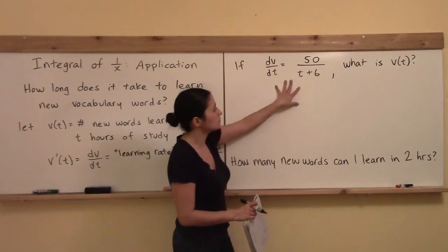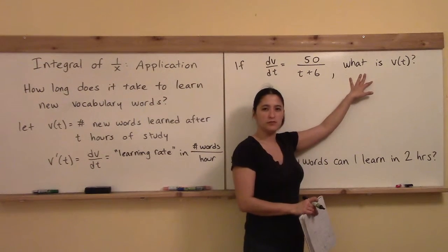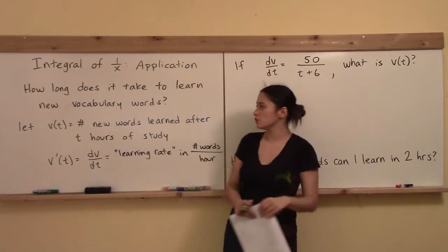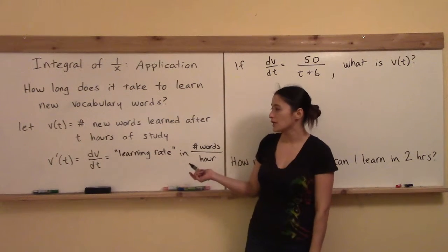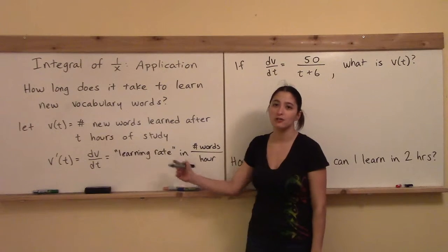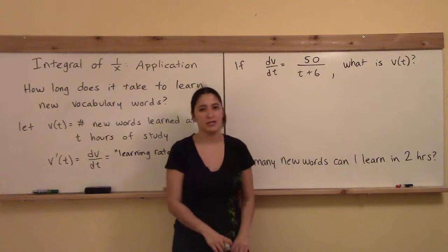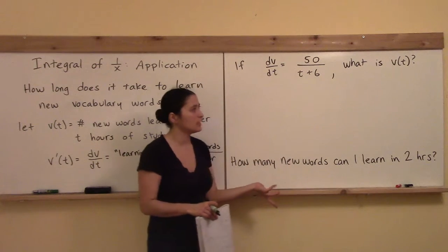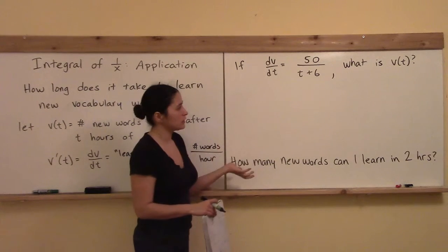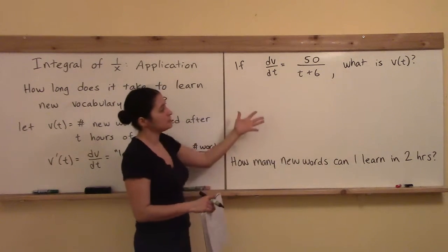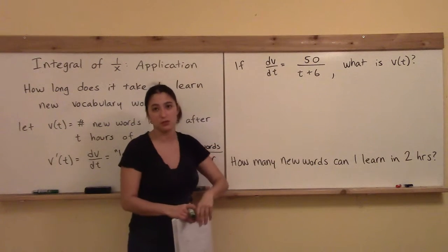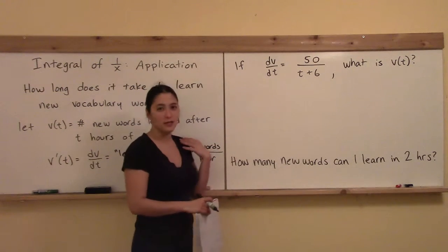Okay, so I'm given this derivative. The question is, what is v of t? What is the actual function which tells me the number of new words that I've learned after t hours if I'm actually given the learning rate? So think about this from an experiment type of idea. Maybe the psychologist can only measure the rate at which the student is learning, and then they need to integrate it in order to get the total function.